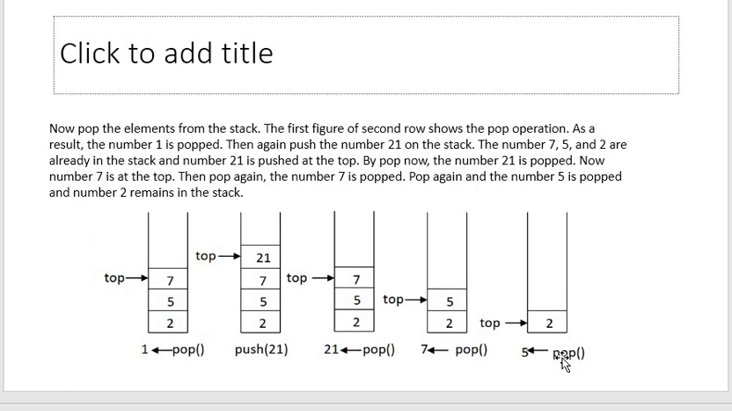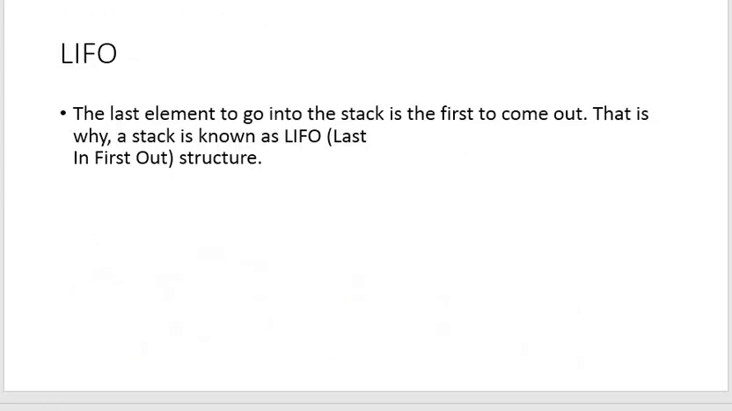And then at the end, pop 5, so 5 is also removed, so only the second element is left in the stack, and the top pointer is pointing to this element. So you have to insert elements at the top and also remove from the top. This is the main concept of the stack. LIFO: the last element to go into the stack is the first to come out. That is why stack is known as a LIFO, last in, first out structure.